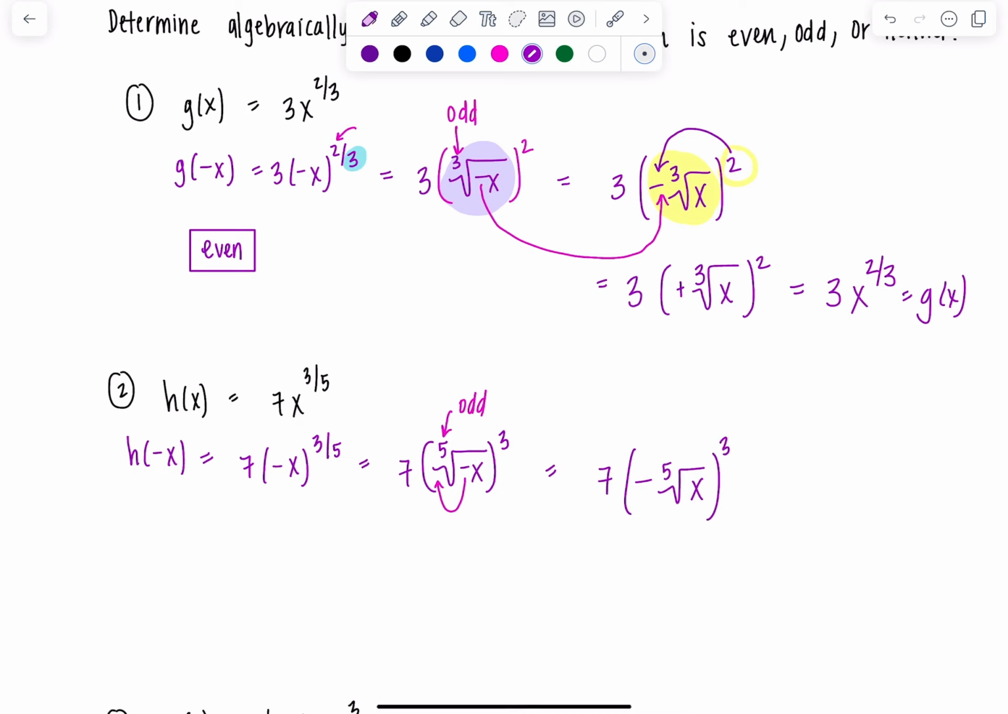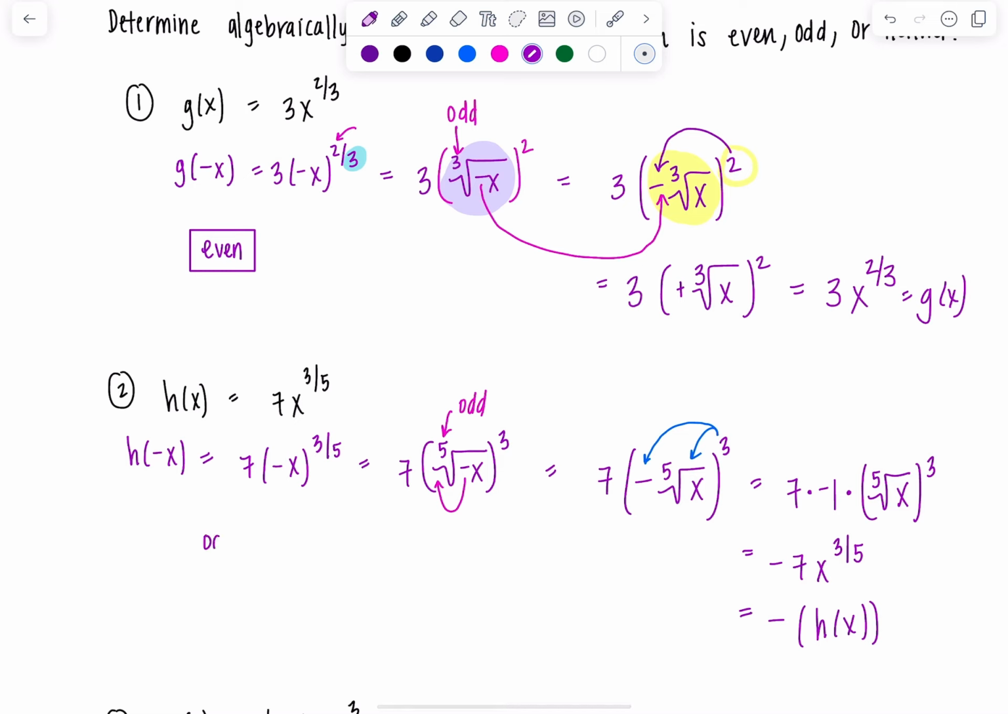Oh, good. Now I distribute this exponent through to the -1 and to the radical. Well, -1 cubed stays -1. So this is 7 times -1 times 5th root of x cubed. And I can rewrite this as -7x to the 3/5. Now compare what we're left with to our original function. You see how all we have is an extra negative outside of what we were originally given? Good. So that means h of x is odd. Very nice.